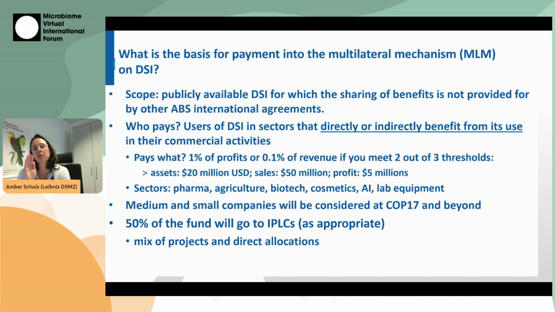And only those users that reach a certain financial threshold should pay 1% of profits or 0.1% of revenue if they beat 2 out of 3 financial thresholds, namely $20 million in assets, 50 million in sales, or 5 million in profit.